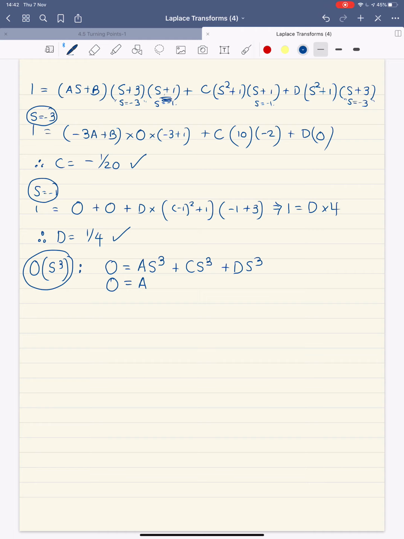So we end up with 0 is A plus the C. It's almost like we can divide through by the s cubes. When you say orders of s cubes, you just look at the coefficients of s cubes. So we haven't got any on that side. We've got A there, C there, and D there. Okay, so 0 then is A, and the C is minus 1/20, and the D is 1/4. Okay, so minus 1/20 is minus 5/20 plus 1/4.